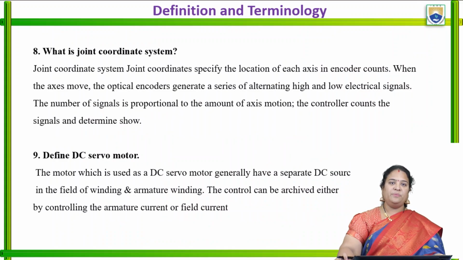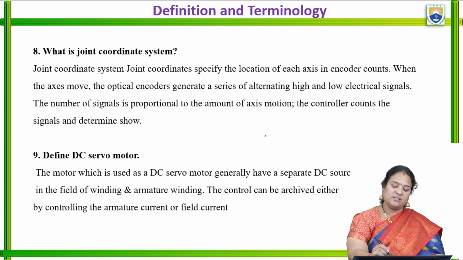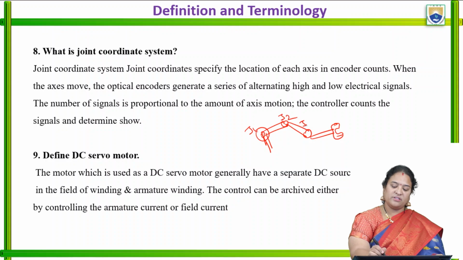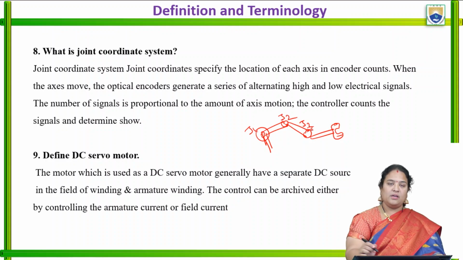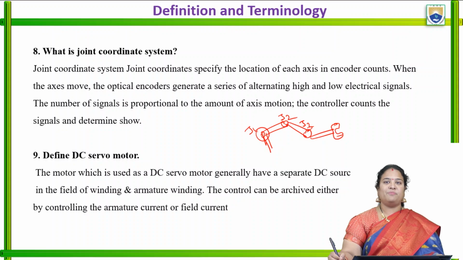Next, moving on to the next one. What is the joint coordinate system? What do we mean by the joint coordinate system? Generally, the joint coordinate system represents the robot at its particular joints, J1, J2, J3 and so on. Any system which specifies the location of each axis in encoder counts is known as a joint coordinate system.